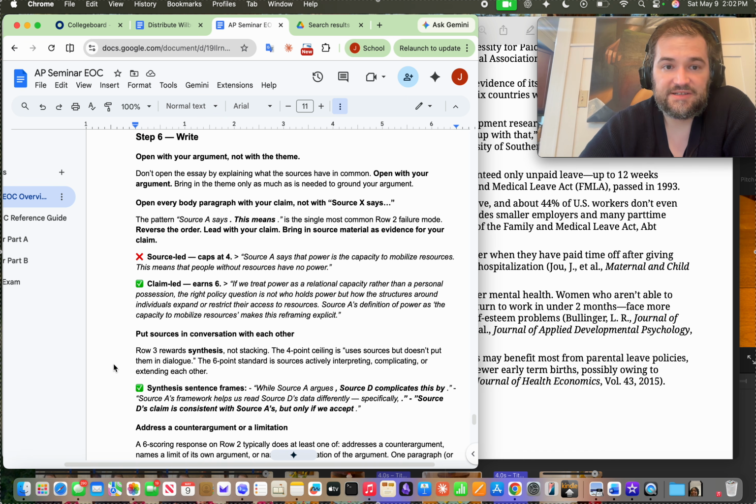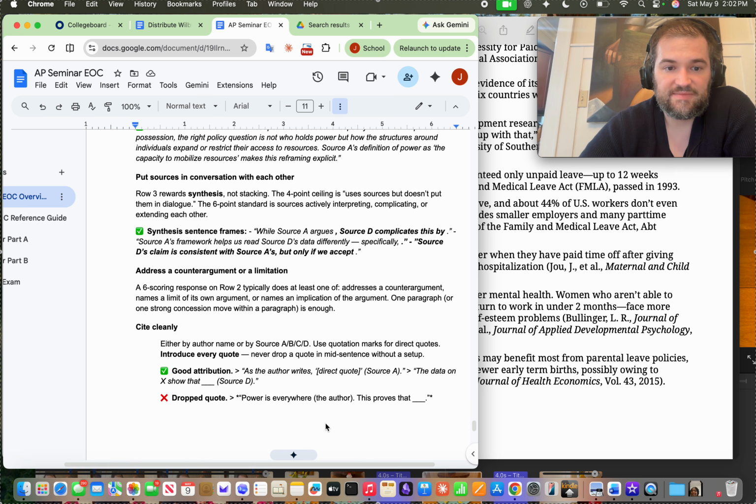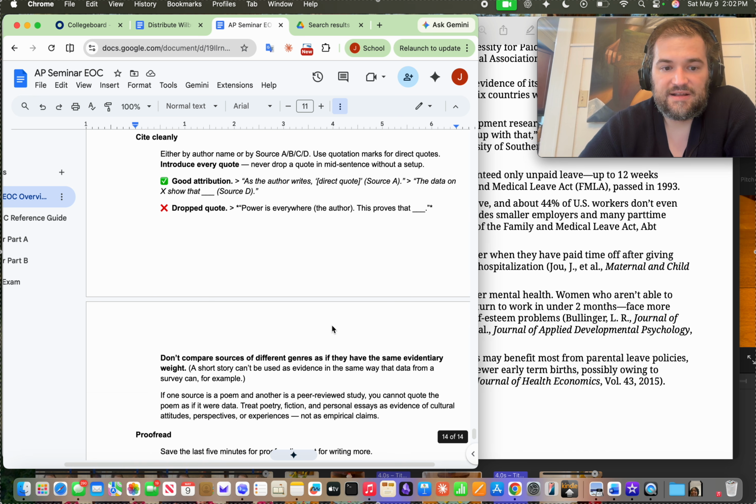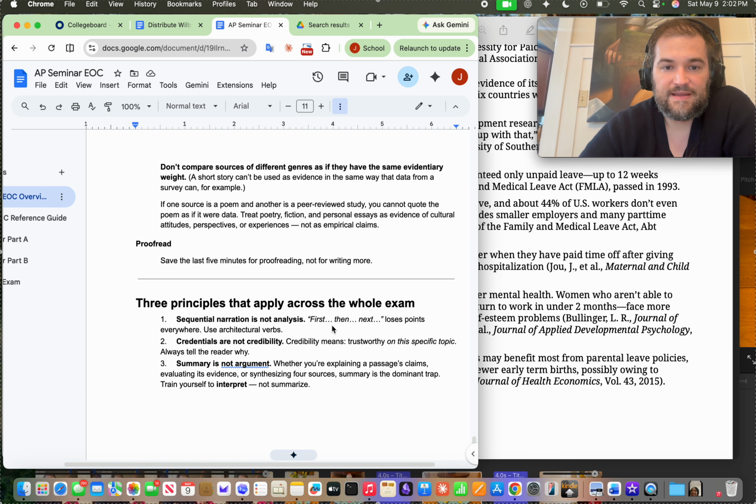Finally, when it comes time to write, just make sure you're writing with your argument, not with your theme. Always open each paragraph with your argument. Don't open with the source or what the source says. And really take a look at these parts here. The right section of this document, I would love for you to sit with for 5-10 minutes and read through. I talked a little bit about citing. And then if you have time, proofread. Okay?